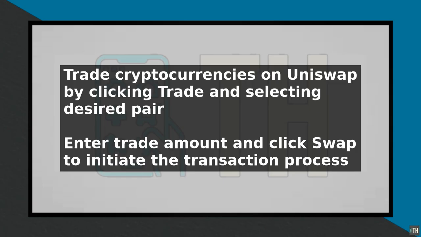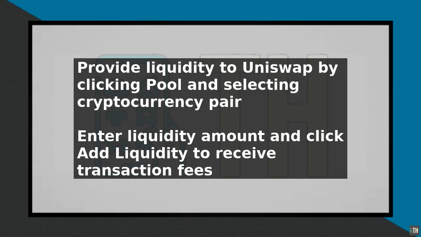It is essential to understand the risks associated with trading on Uniswap, including market volatility and smart contract risks. Always do your own research and never invest more than you can afford to lose. Additionally, make sure to keep your digital wallet and Uniswap account secure by using strong passwords and enabling two-factor authentication.